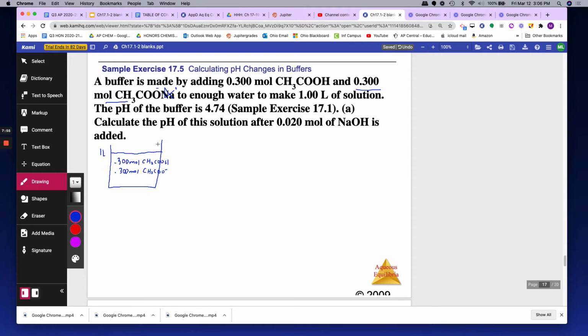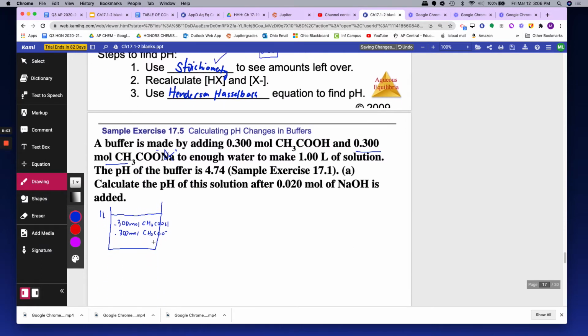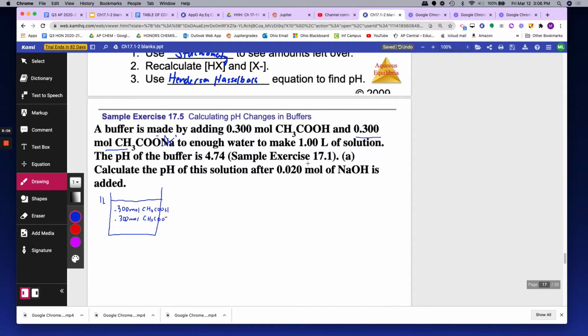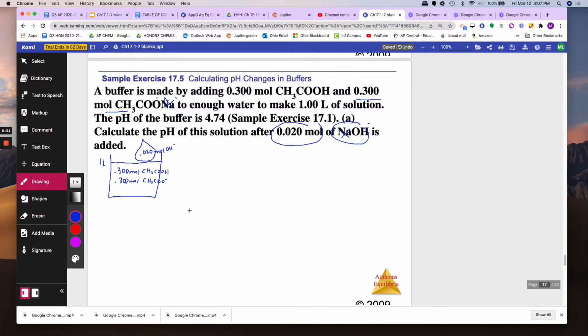The pH of your buffer is 4.74. And it's 4.74 because that's the pKa, right? pH is equal to pKa if they're equal right now. Right now they're equal. Calculate the pH of the solution if you add this much NaOH. So you're going to add droplets of 0.020 moles of, I'm going to ignore the Na plus, OH minus pretty much is what you're adding. And you're assuming that it's still 1 liter in the end. Okay, so that's not changing.